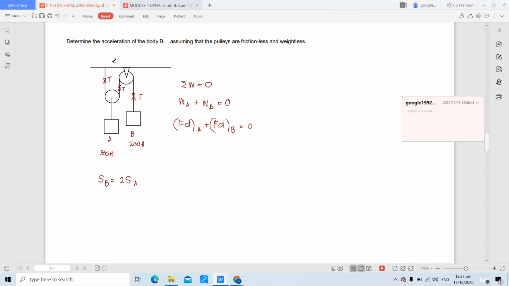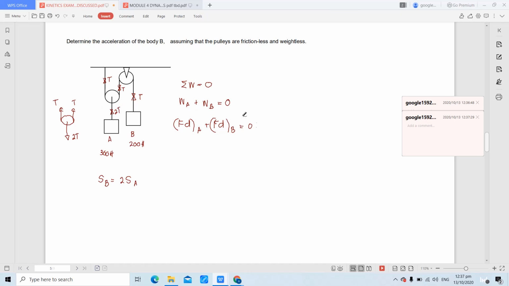And then, eto naman, this is a cord connecting body A. Tama? So, meron din tayong tension dyan. Now, for this pulley to be in equilibrium, meron tayong tension T dyan, tension T. Ito yung tension connecting body A. For this pulley to be in equilibrium, dapat 2T yun, di ba? Para maging equilibrium yung system natin. Therefore, yung tension cord dito ay 2T.